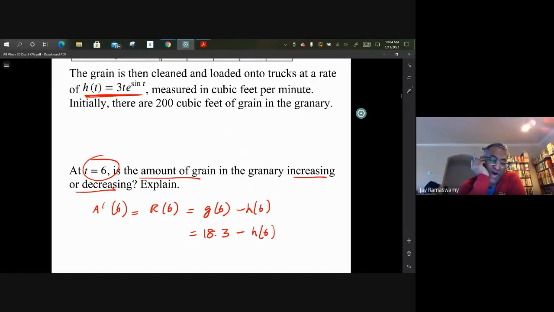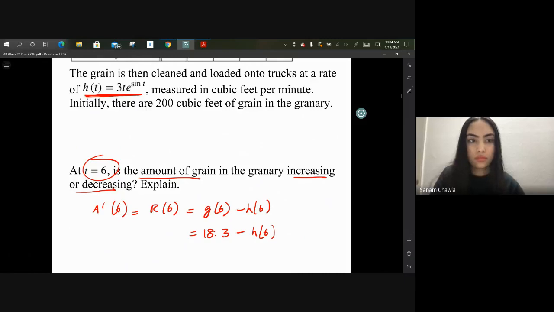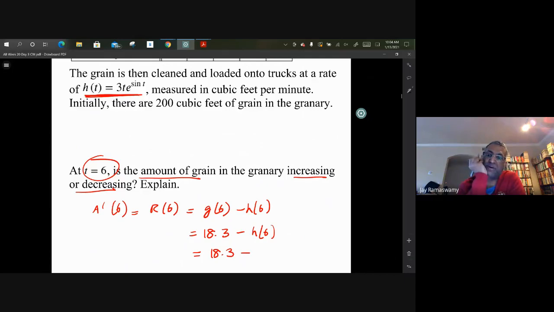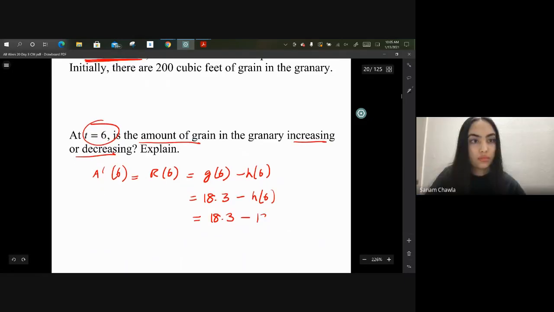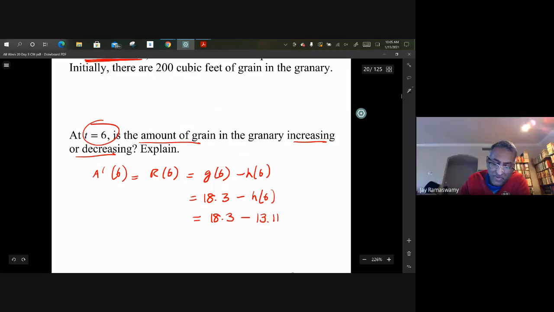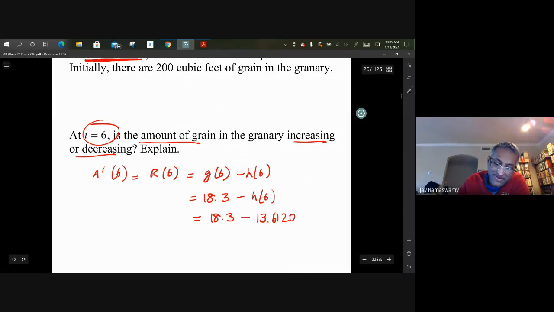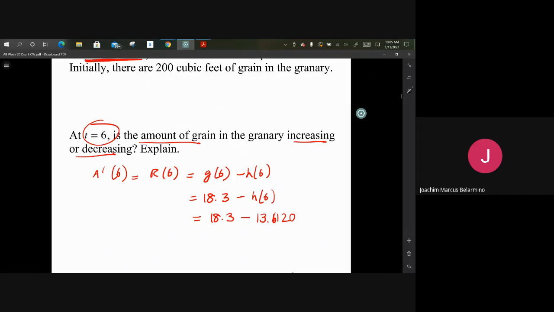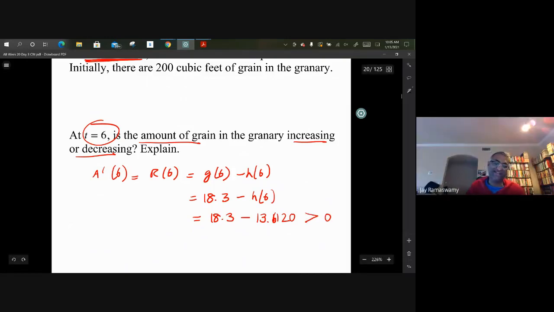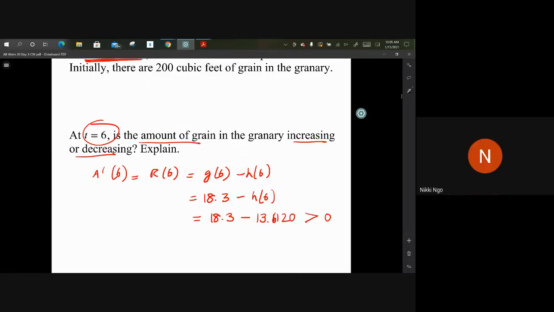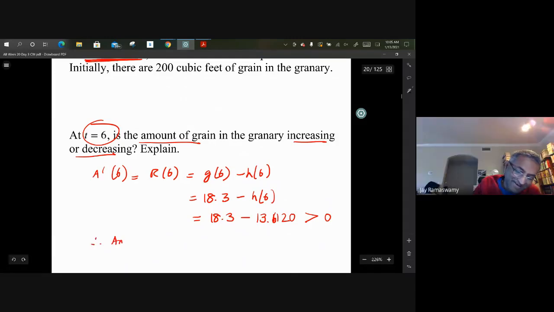So plug in H of x in row 1 and just type H of 6. Actually do it. I'm giving you time. 13.612. Okay, just by looking at these numbers, will that be a positive number or a negative number? Positive. So to answer the question, is the amount of grain increasing or decreasing? Increasing. Take a note: the amount of grain at t equal to 6 is increasing.